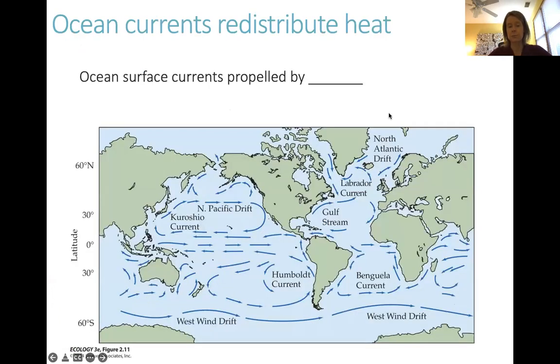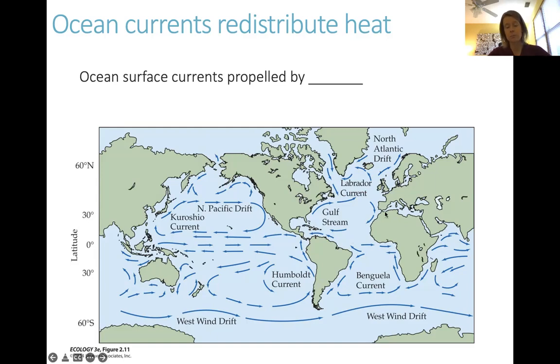Ocean surface currents are mostly propelled by wind. So we're talking about the upper few feet of ocean. Wind is what's driving most of that circulation that you see here. Some of these names might sound familiar. The Gulf Stream hopefully sounds familiar since it goes right by us here in the Southeast. The Humboldt Current is another big, really important current off the coast of South America that you may or may not have heard of. These are surface currents. They're propelled by wind. Not a whole lot else to say about those other than they are moving heat from one area of the ocean to another.